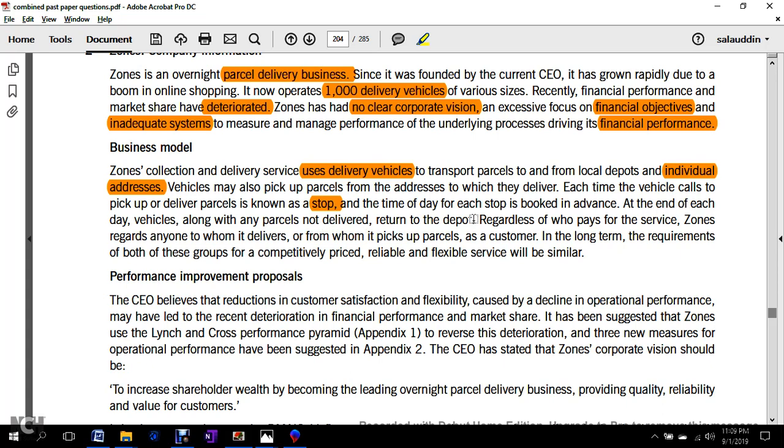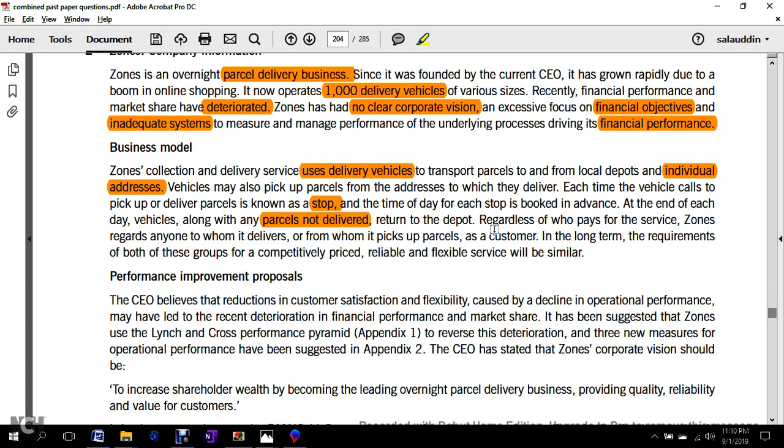What do they do with that? They return the vehicle and the undelivered parcels to the depots. Regardless of who pays for the service, Jones regards anyone to whom it delivers or from whom it picks up a parcel as a customer. So who are the customers of Jones?